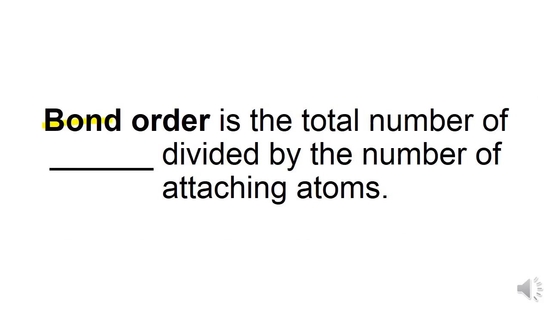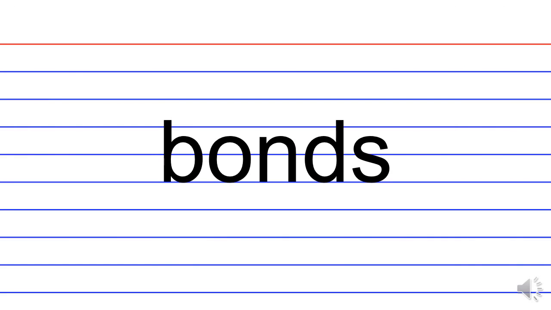Bond order. So bond order, this is probably a term that a lot of people aren't that familiar with, but it's just good to have in the back of your mind for conceptual understanding. So bond order is the total number of blank divided by the number of attaching atoms. And when I say attaching atoms, I mean, let's say you have a methane, it would have 4 attaching atoms because it would have 4 hydrogens attached to the carbon. So it's the number of bonds divided by the number of attaching atoms. Okay.